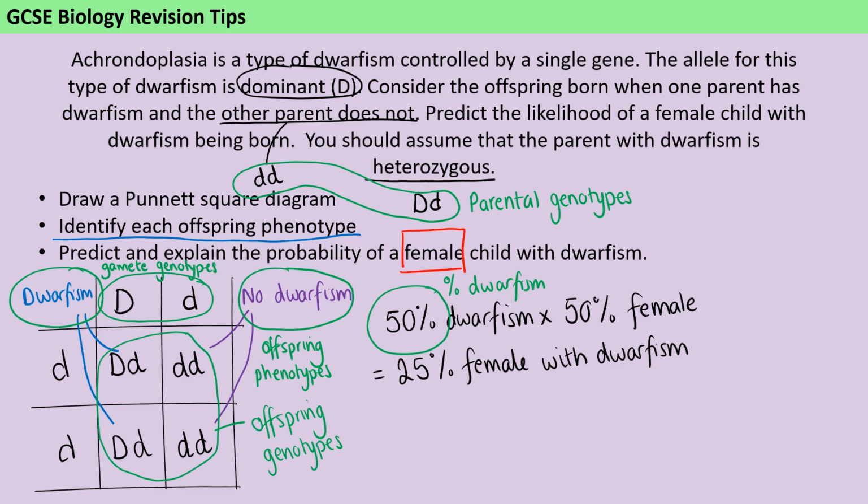And then we've got our 50% dwarfism being your 5th mark, and working out that that's going to mean 25% overall, that would be your 6th mark.